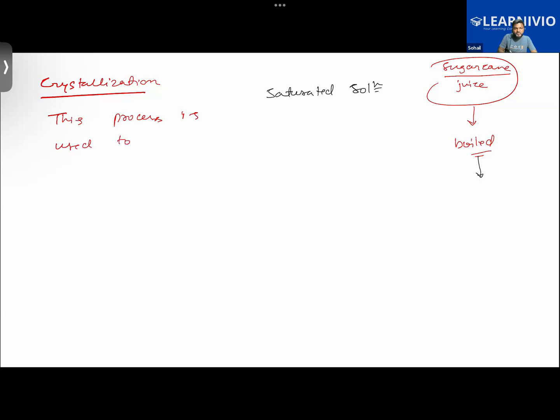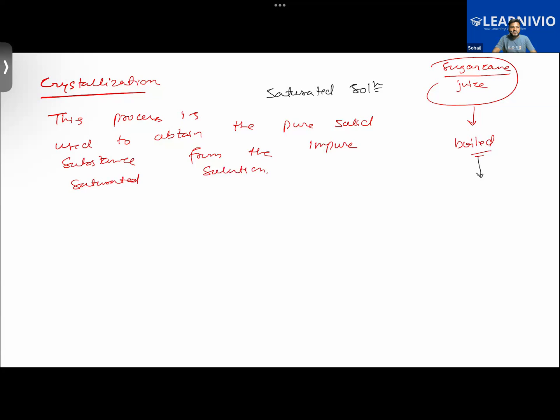This process is used to obtain the pure solid substance from the impure saturated solution. So that is how it is done.